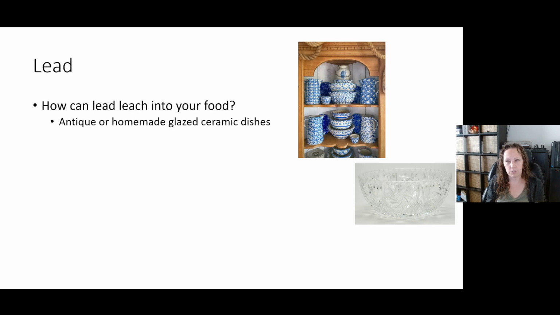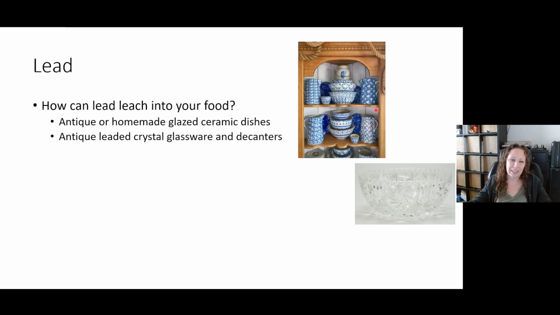So it's more attractive to use, but can also be a problem if you're using this on dishes that you eat food from. So avoid eating food from antique or homemade glazed ceramic dishes unless you know that that homemade glazed dish does not have any lead in it.